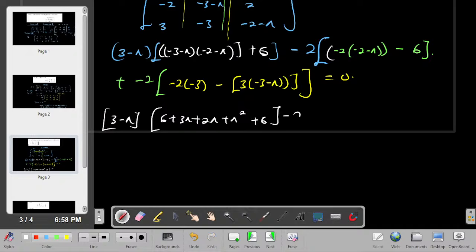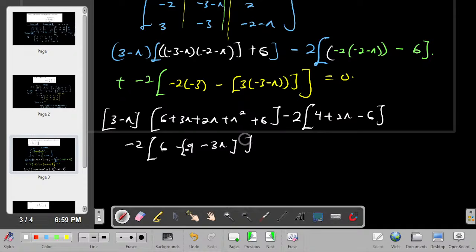All into the bracket. Then minus 2, bigger bracket open here, becomes negative 2 times this: I'll get positive 4. Negative 2 times this, plus 2 lambda, right? Then minus 6 outside. Then I'll have this minus 2 out. This becomes positive 6 minus the expression here, which is what? Negative 9. No, so this is minus minus. So let me maintain my minus outside. I'll have my negative 9 inside. Then I'll have minus 3 lambda, right? So just open your eyes and do the computation very carefully. This should be equal to 0.